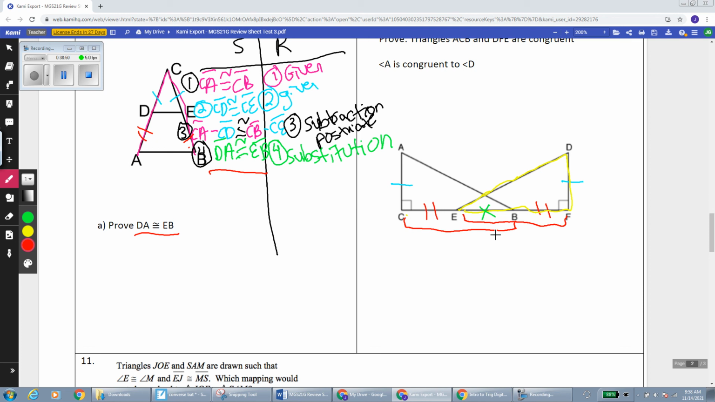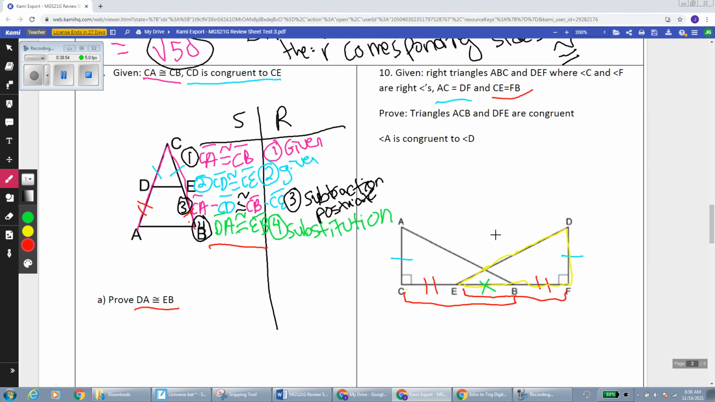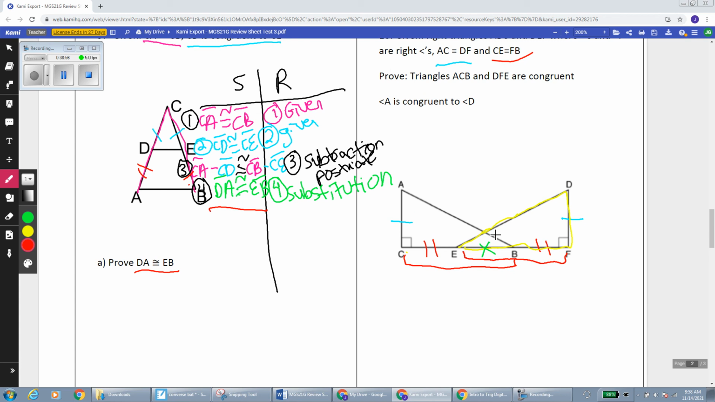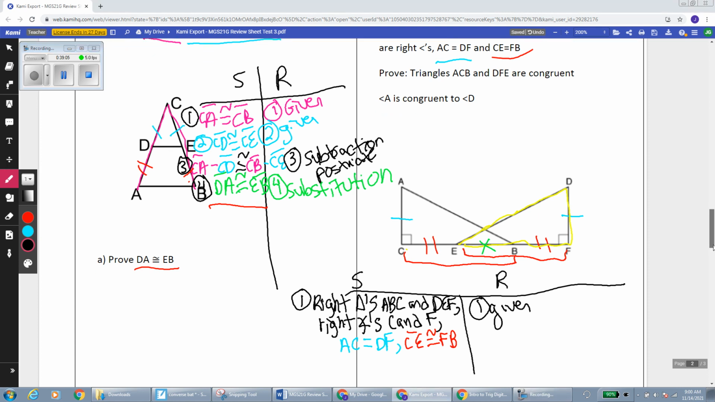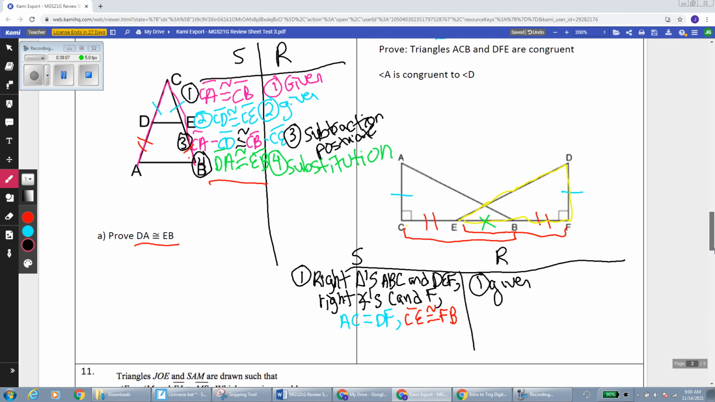So let's write up this proof. I don't really have a lot of space here. That's okay. I just wrote my givens down in my 2-column statement reason chart to save some time in this video over here. So now we have the givens down, let's continue in the proof and use the addition postulate.